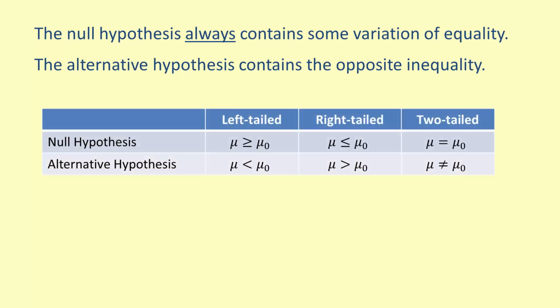This table summarizes the types of hypotheses used for each kind of test. For a left-tailed test, the null hypothesis contains the greater than or equal to symbol, and the alternative hypothesis contains the less than symbol. For a right-tailed test, the null hypothesis contains the less than or equal to symbol, and the alternative hypothesis contains the greater than symbol. For a two-tailed test, the null hypothesis contains the equal to symbol, and the alternative hypothesis contains the not equal to symbol.